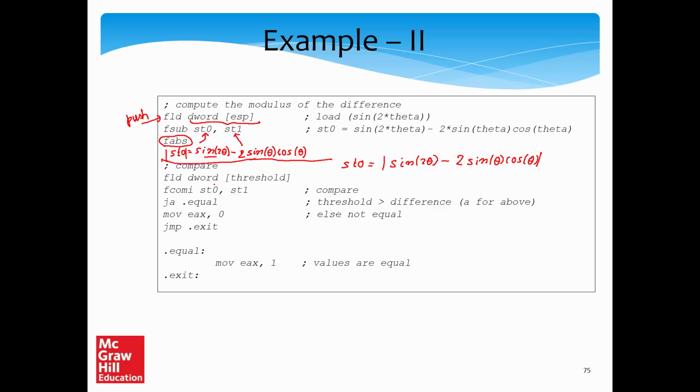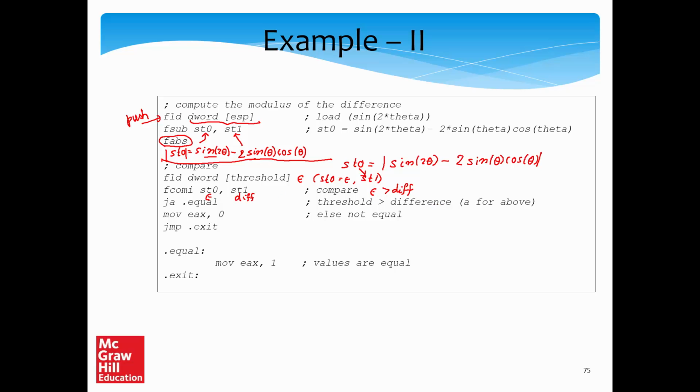Alright, so now let us read in the value of the threshold, which is the value epsilon, the maximum possible deviation between two quantities that are deemed to be equal. When we load its value, it will get loaded to st0. So st0 will contain epsilon, and the new st1 will contain the previous contents of st0, because we just pushed the stack, which is this difference over here. So let us compare st0, which is epsilon, and st1, which is the difference. Ideally, what do we want? We want epsilon to be greater than the difference, the threshold to be greater than the difference.